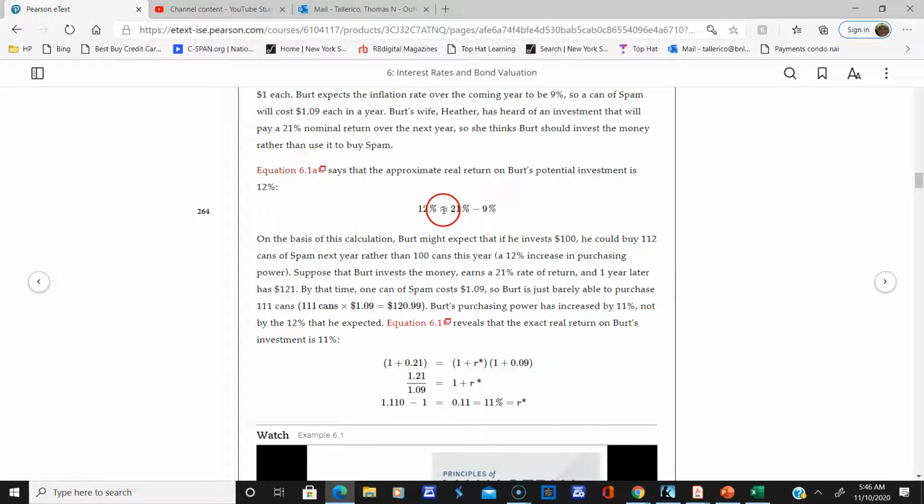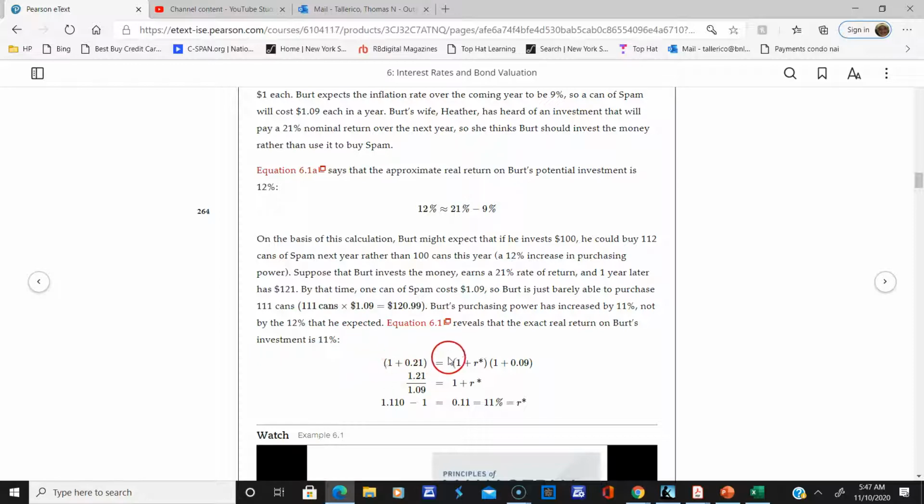So again, this is approximate, right? Bert might expect that if he invests 100, he could buy 112 cans of Spam next year rather than 100 cans, a 12% increase in purchasing power. Suppose that Bert invests the money, earns a 21% rate of return, and 1 year later has $121. By that time, 1 can of Spam costs $1.09, so Bert is just barely able to purchase 111 cans, right? Bert's purchasing power has increased by 11%, not by the 12% that he expected. Equation 6.1 reveals that the exact real return on Bert's investment is 11%.